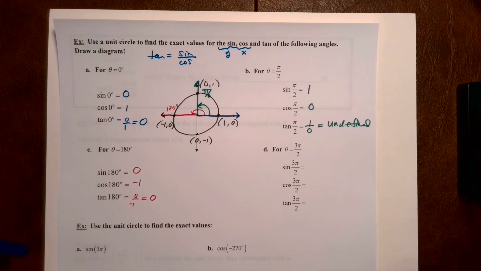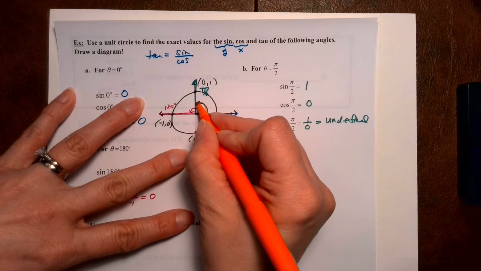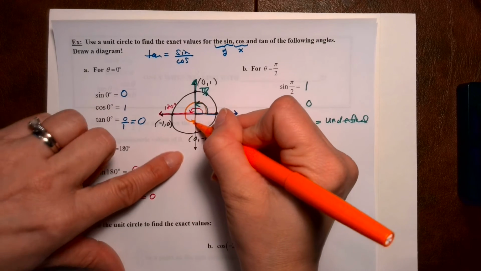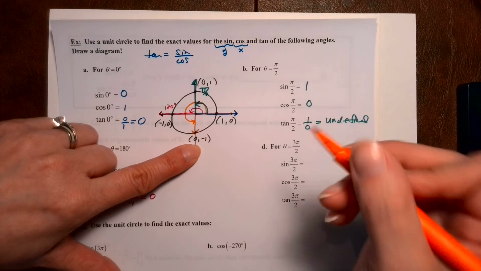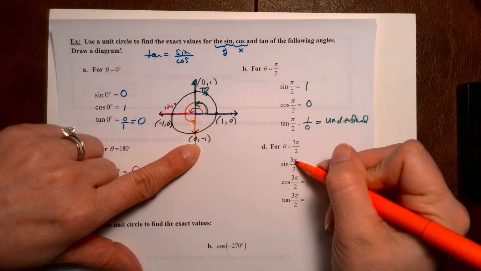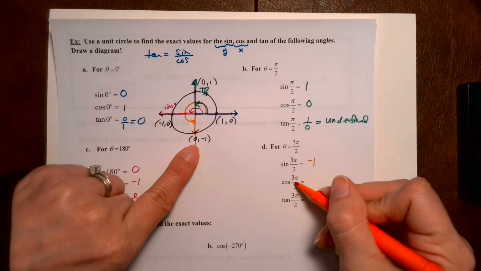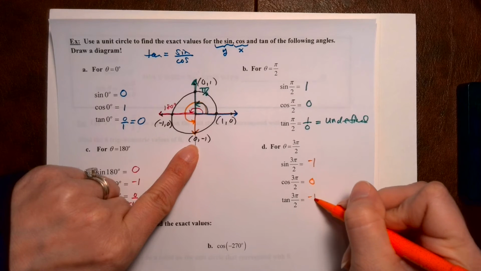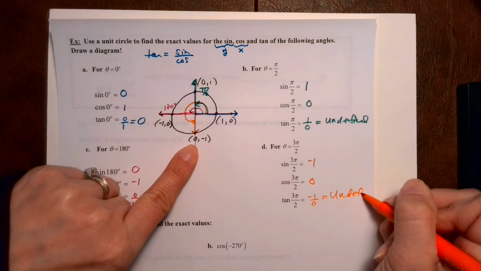The last one is 3 pi over 2. Okay, so 3 pi over 2, we're going to swing 1 over 2, 2 over 2, 3 over 2. Okay, so we're due south right here. Here's the point we're at on the unit circle. Sine of 3 pi over 2, -1. Cosine, 0. And the tangent would be the sine over the cosine, which again is undefined.